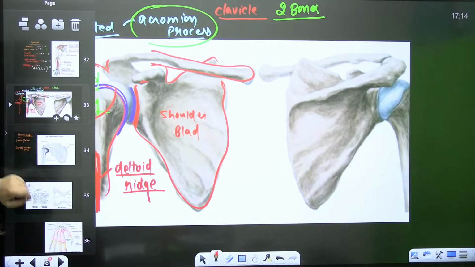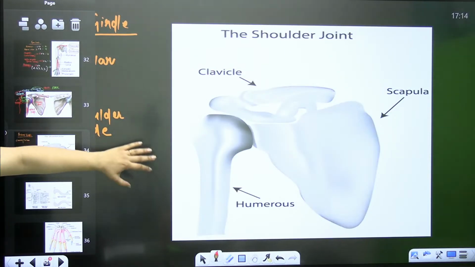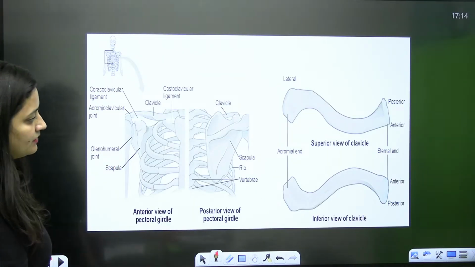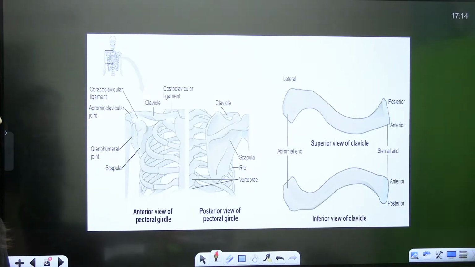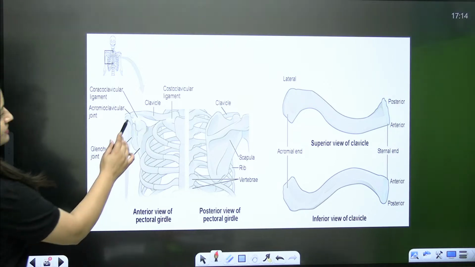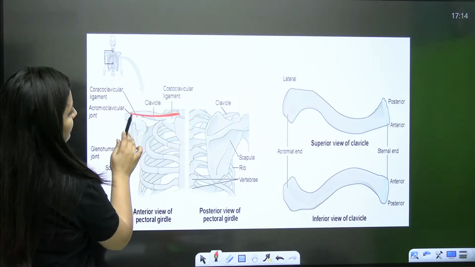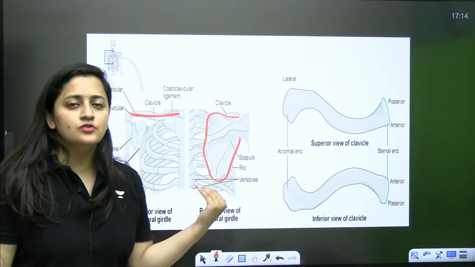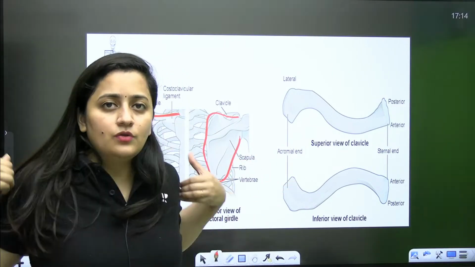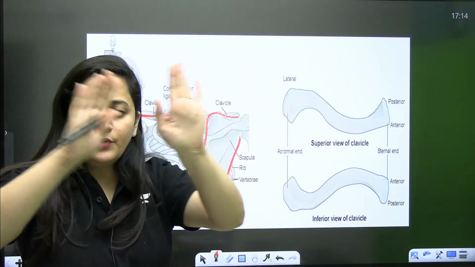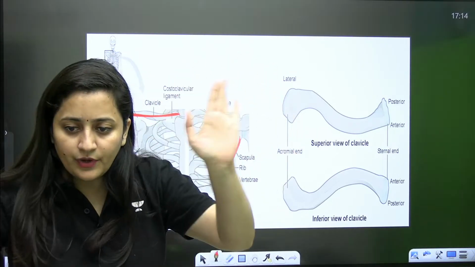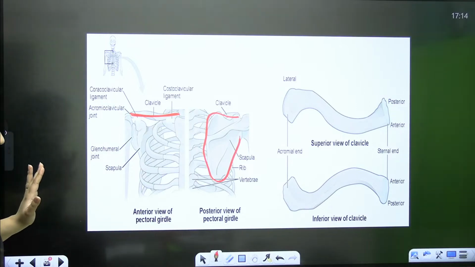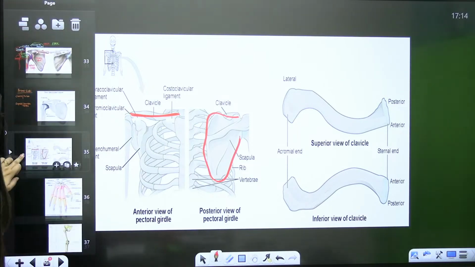So wait, see this. Clavicle, collarbone, your scapula. See this diagram. See how they are fixed. This is the clavicle and this part is the scapula. The scapula is not further articulated here with the ribs. The ligaments are going to fix it. Fine. This part clear?